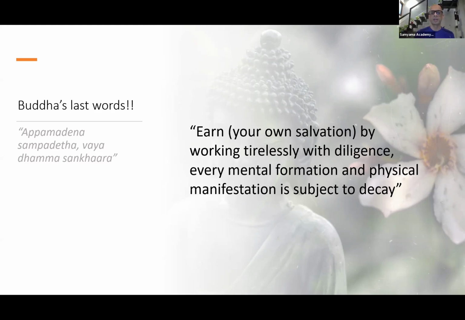For you to feel better, for you to feel wellness, for you to feel more comfortable in your environment, for you to be more productive or more useful in your environment, it's you who need to work tirelessly and with diligence, appamadena, without resting. Vaidhamma sankara. Everything is subject to decay. Literally, it almost means everything is subject to decay. And it's up to you to understand this and work with diligence to overcome the stresses that are associated with the concept of impermanence, of decay, right?